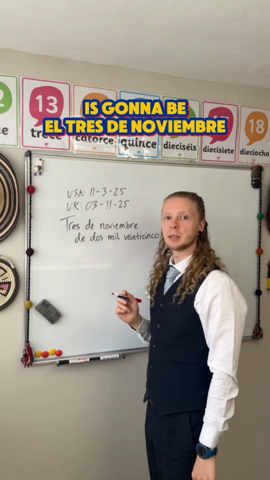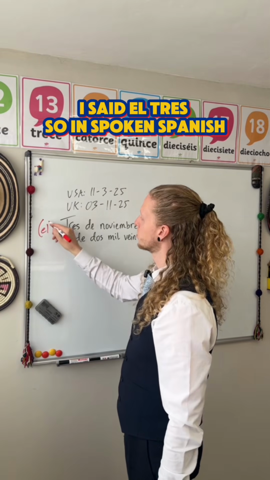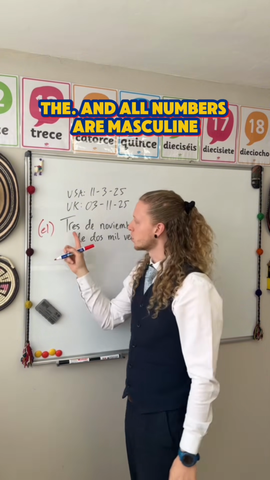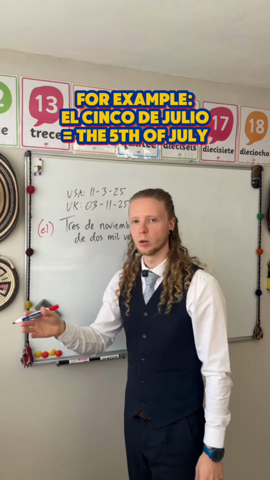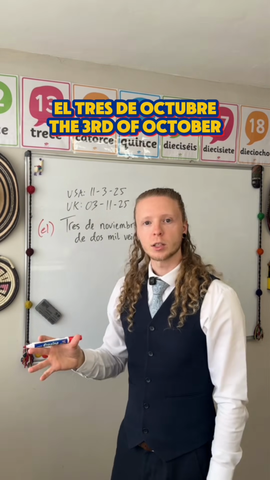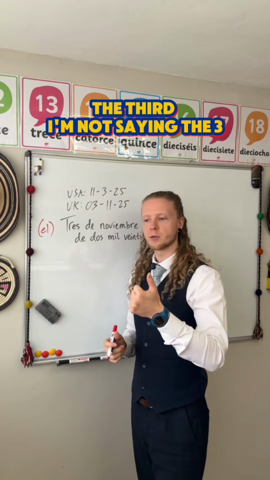3 de noviembre. Notice that when I said this, I said el 3. So in spoken Spanish, it's common to refer to dates starting with el, the. And all numbers are masculine, so it's always going to be el. For example, el 5 de julio, the 5th of July. El 3 de octubre, the 3rd of October. And notice I'm saying in English the 5th, the 3rd. I'm not saying the 3, the 5.